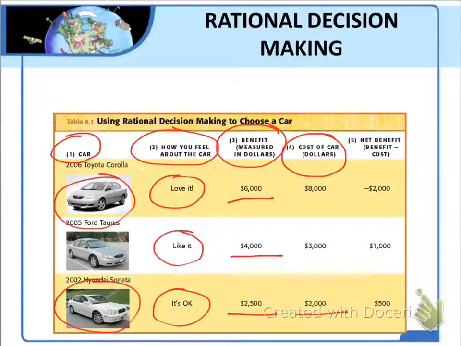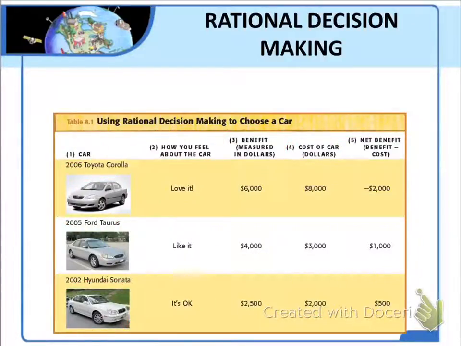A rational decision, in this particular case, will consider both benefits and costs. These are combined into a measure that we call the net benefit of a decision. The net benefit of a choice, measured in dollars, is the benefit of the choice minus its cost, as you can see in column 5. It provides a dollar measure of the gain from that choice. Now, column 5 shows how net benefit is calculated for each car.